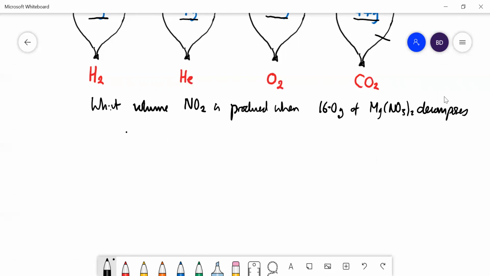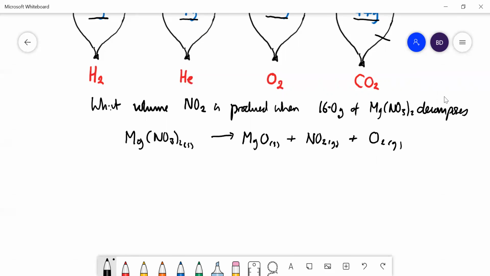So I need the equation. We've got magnesium nitrate, heat it up, it will form magnesium oxide, solid, nitrogen dioxide gas, and it will also make oxygen gas. To make that balance, I need to put a 2 in front of the magnesium nitrate, which means I'm going to make 2 moles of magnesium oxide, 4 moles of NO2 gas, and 1 mole of O2.